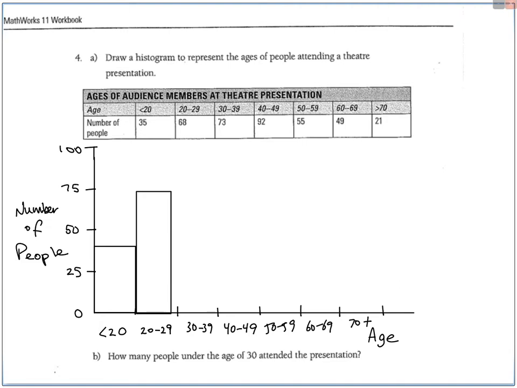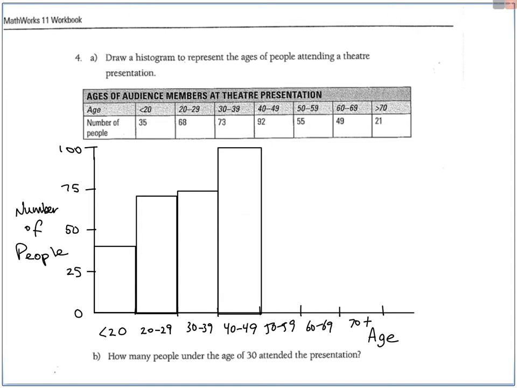So 68 people, not quite 75, so I'll just back it off a little bit. 73 is not quite 75, but bigger than the last bar, right? And that's what I'm looking for, that your graph makes sense. Not for extreme precision that a computer would do. You're not a computer. You're a person, okay? So 40 to 49 is 92. So not quite 100. Back it off a little bit. Doesn't have to be perfect.